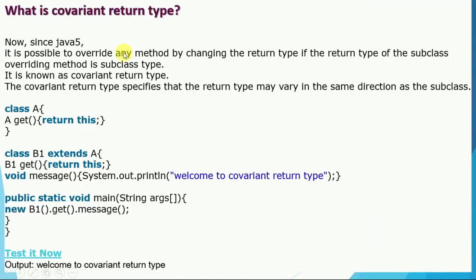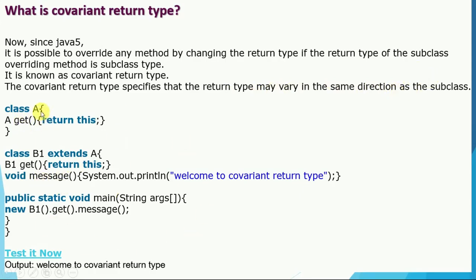Okay, so what is covariant return type? This question is also very important. Since Java 5, it is possible to override any method by changing the return type, if the return type of the subclass overriding method is a subclass type. So it is known as covariant type. The covariant return type specifies that the return type may vary in the same direction as the subclass. So let's take a look at this example.